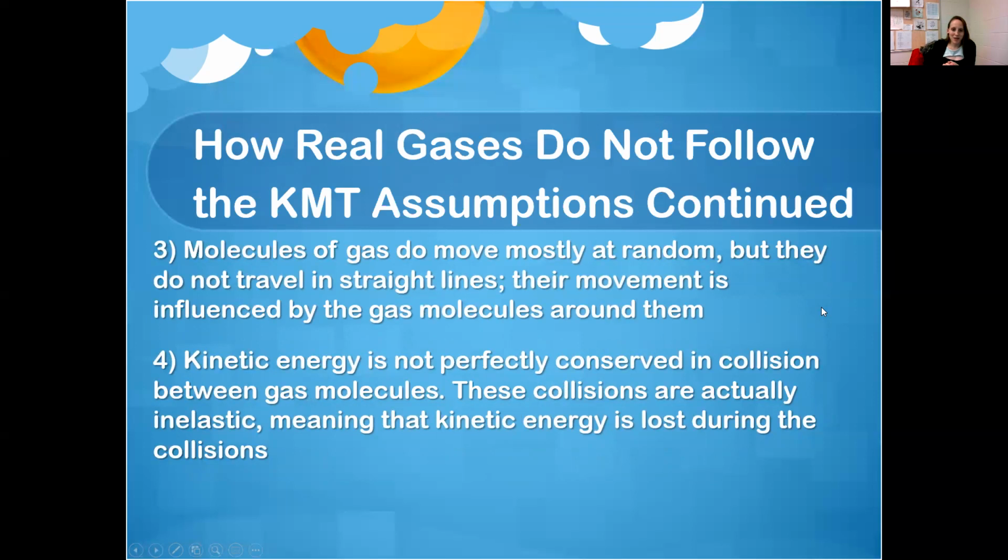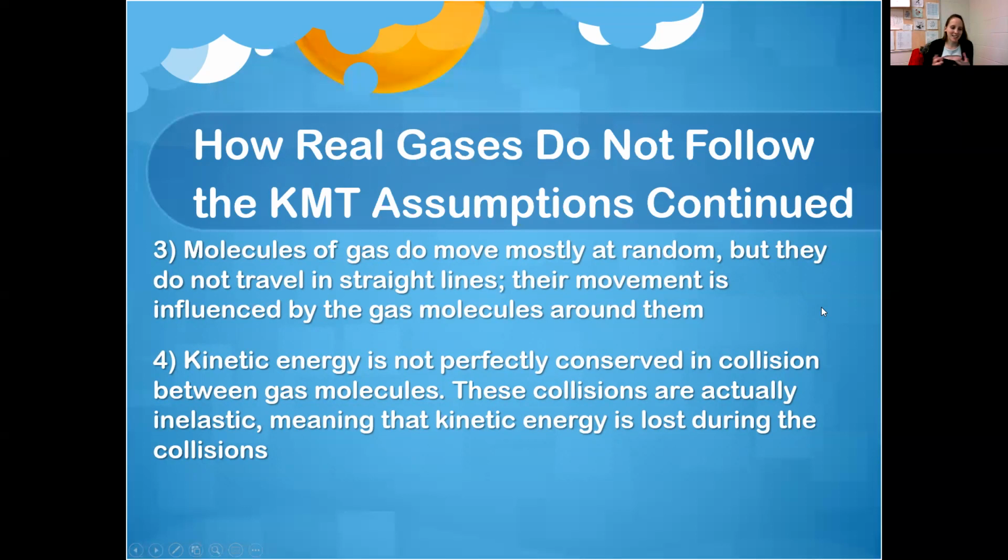We also assumed that molecules move at random and only in straight lines, but that's also not true. Because there are forces of attraction between gas molecules, a gas molecule moving by a second gas molecule can cause that gas molecule to curve towards the first gas molecule. Essentially, their forces of attraction can curve those straight lines that we thought gas molecules would travel in. So it's not random. They are influenced by the surrounding gas molecules.